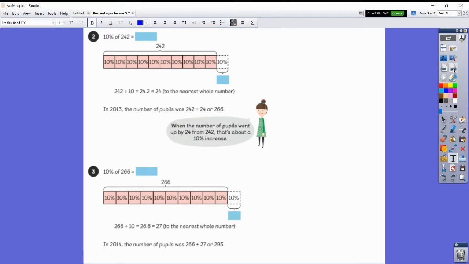If you look at number 3, again, 10% of 266 is a decimal number. It's 26.6, but because it's 0.5 or above, we round up to 27, and then we add it to 266, which is 293.